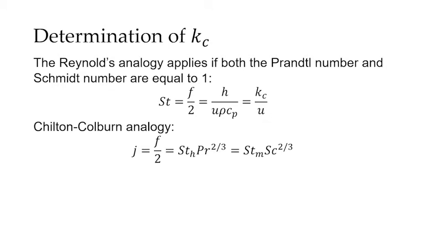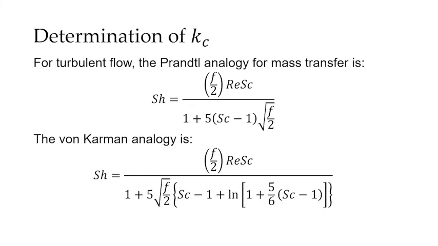By the same token, we have the Chilton-Colburn analogy. The Chilton-Colburn analogy applies if the Prandtl and Schmidt numbers are no longer equal to 1. So for the momentum transfer side, we have f over 2, same as the Reynolds analogy. For the heat transfer side, we have the Stanton number multiplied by the Prandtl number raised to 2/3. But take note that the Stanton number here refers to the heat transfer coefficient, because we also have the Stanton number for mass transfer. On the mass transfer side, we have the Stanton number for mass transfer multiplied by the Schmidt number raised to 2/3.